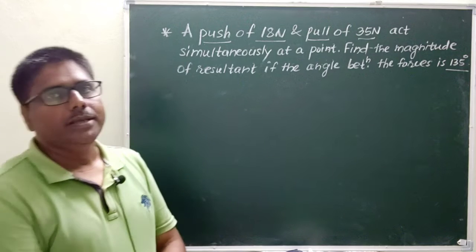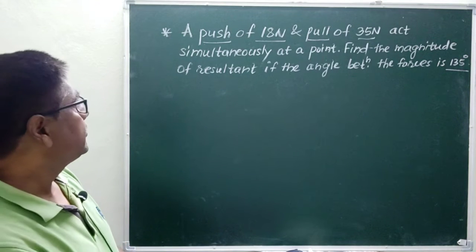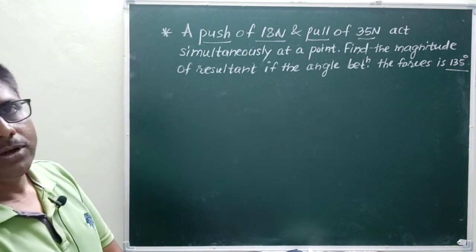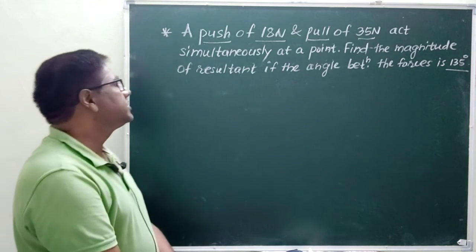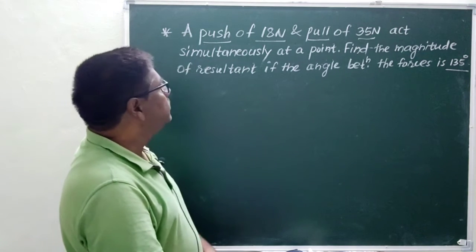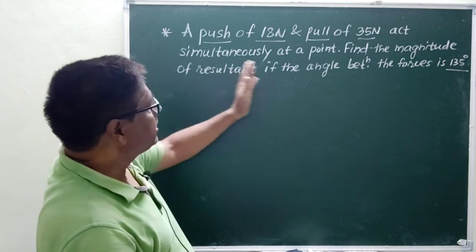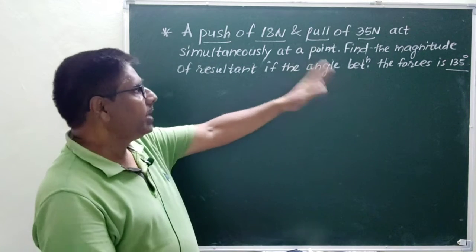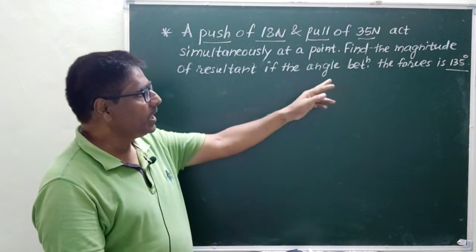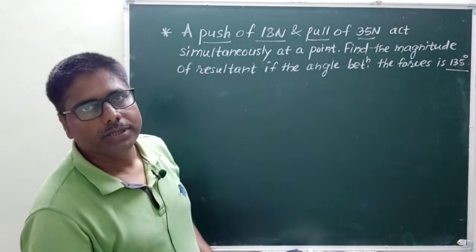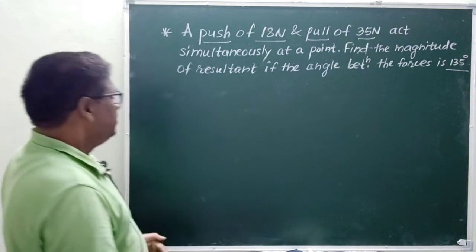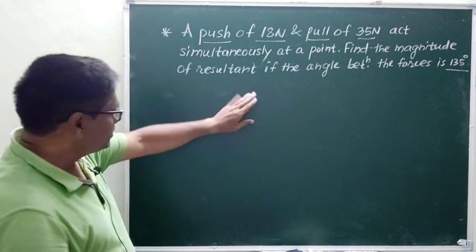Hello everyone. In this short video, let us solve two problems on law of parallelogram of forces. This is first problem. A push of 18 Newton and pull of 35 Newton act simultaneously at a point. Find the magnitude of resultant if the angle between the forces is 135 degree. Now let us draw a sketch first.